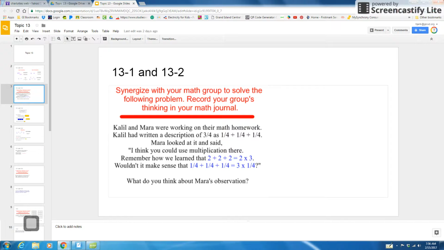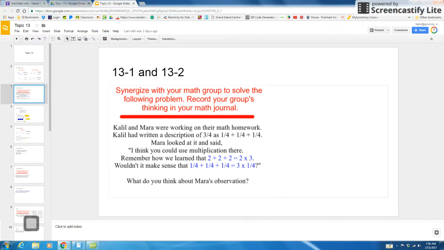Remember how we learned that 2 plus 2 plus 2 is the same as 2 times 3? Wouldn't it make sense that 1/4 plus 1/4 plus 1/4 is the same as 3 times 1/4? So they want to know, what do you think about her observation?